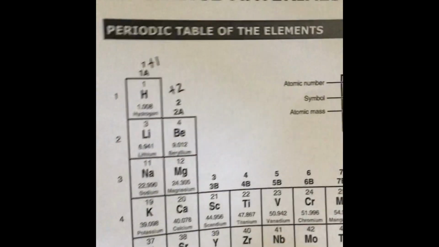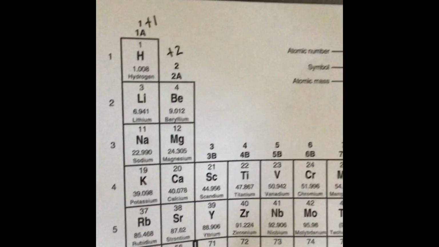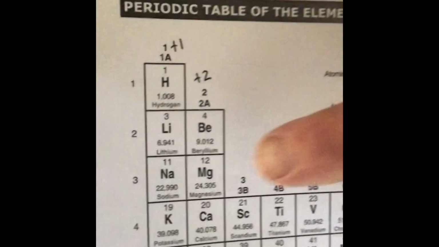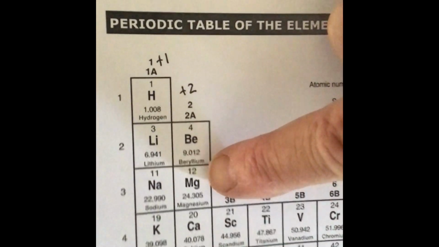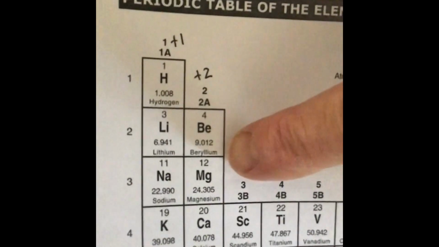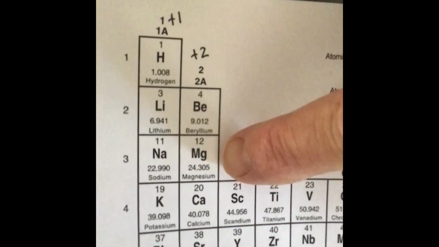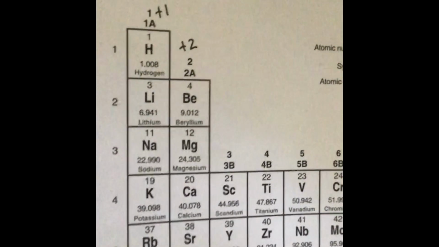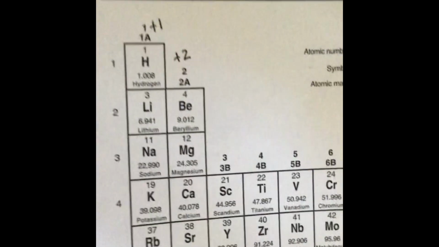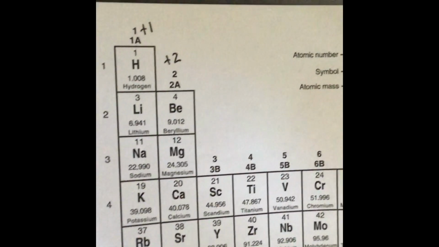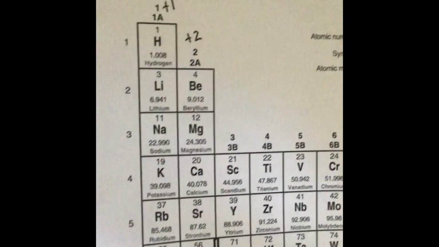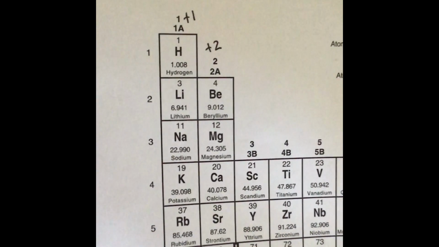All right, so now let's do magnesium, okay? So we look at magnesium right here. We see we're going to need 12 protons. The mass number is 24, because we round that off to the nearest whole number. So 24 minus 12 is, that's right, 12. So 12 protons and 12 neutrons. And we're going to have the same number of electrons, right? So 12 electrons. All right.